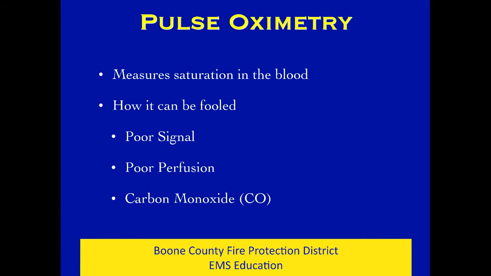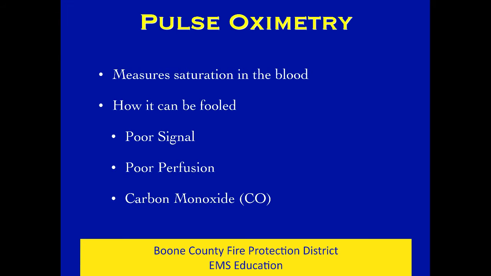But pulse oxes are not infallible. How can they be fooled? Well, if there's really poor signal in that the finger's moving around and the machine can't really get a good steady look at the blood cells going by, it can't do its thing. If there's not many blood cells going by because the pressure in the finger is really low, then it's not going to give you an accurate number.